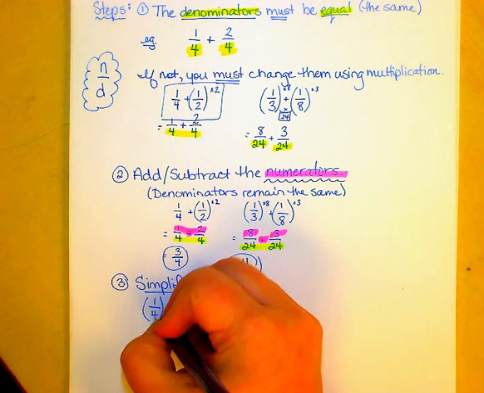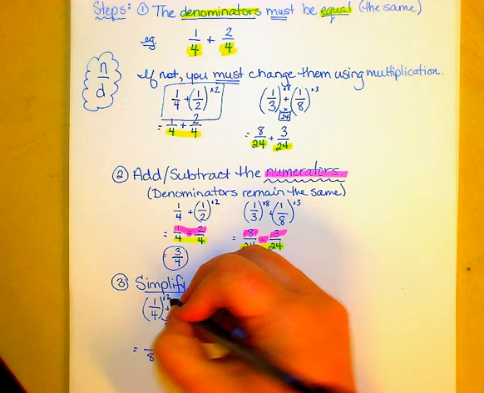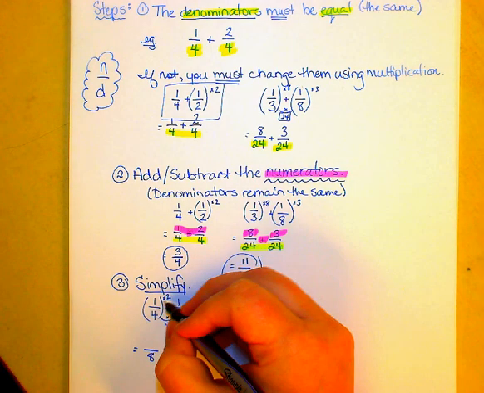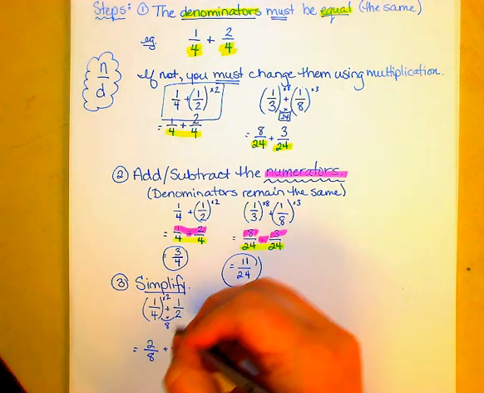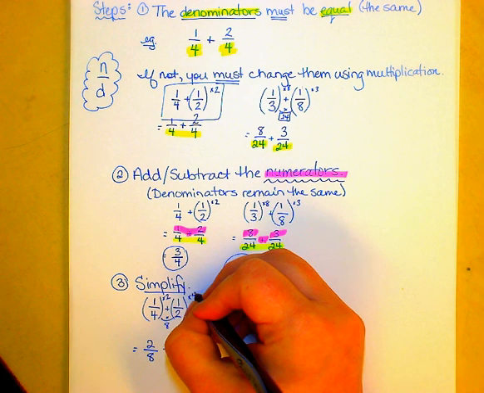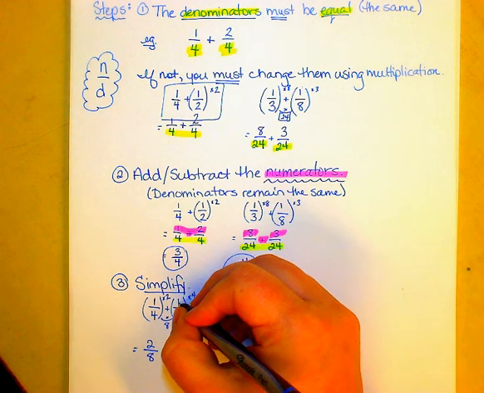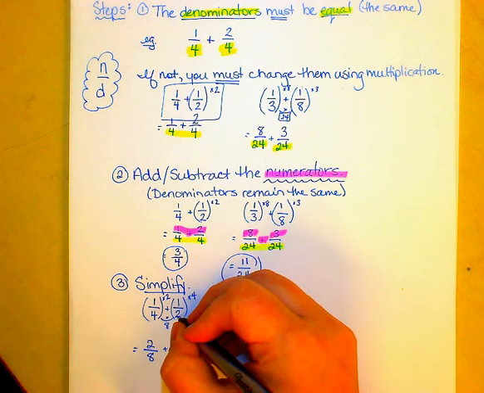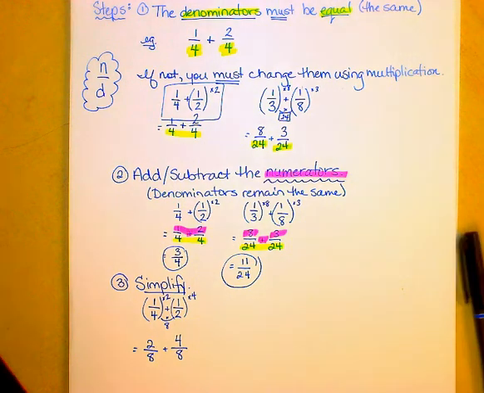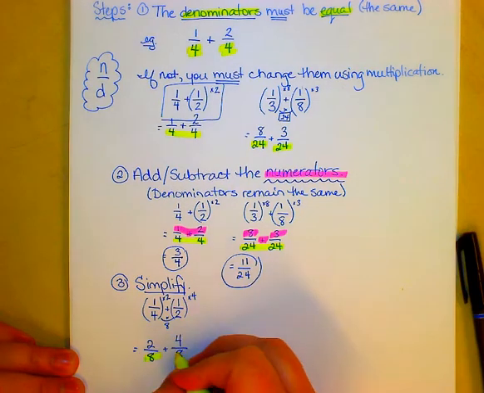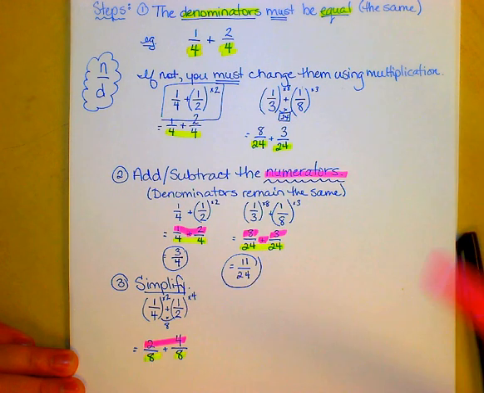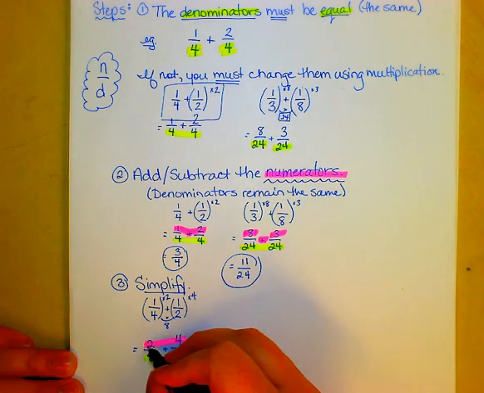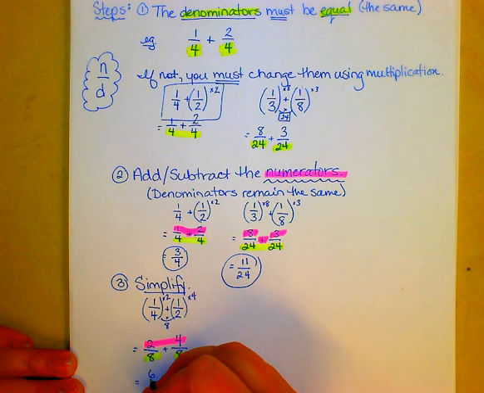Okay, so to get that, I multiply the first fraction by 2. 1 times 2 is 2. 4 times 2 is 8. And I multiply the second fraction by 4. 1 times 4 is 4. 2 times 4 is 8. So my denominators are the same. Now I can add my numerators. 2 plus 4 is 6, and my denominator stays 8.